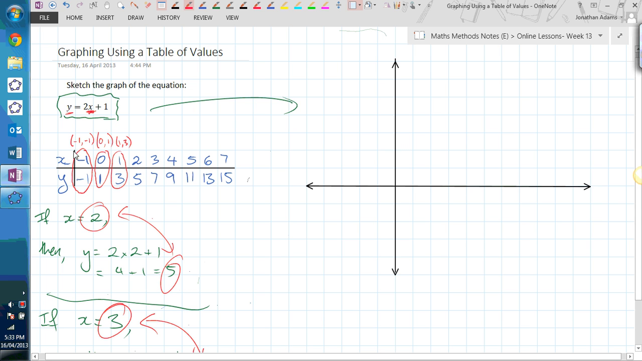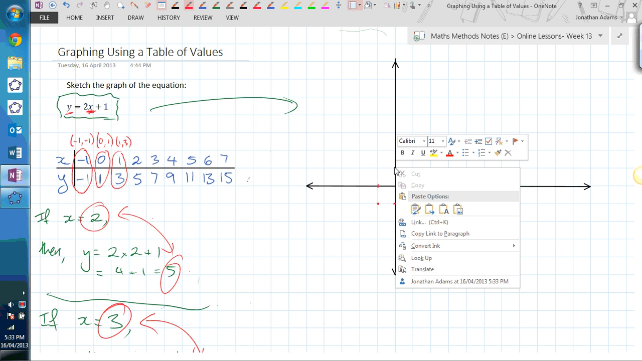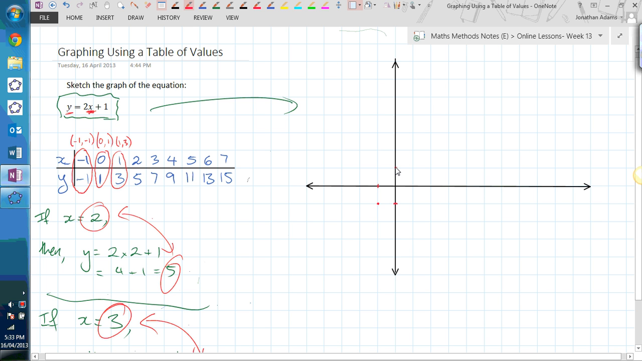So I'm going to actually graph those points. I'm going to put little dots on the number plane at each of those locations. So let's go. Minus 1 means minus 1 in the x direction. So minus 1 would be here, minus 1 in the y direction. That's a point there. 0, 1. 0 is my x coordinate, so I'm here. 1 on the y coordinate is going to be a point just there. And it didn't quite go right for me. There we go.